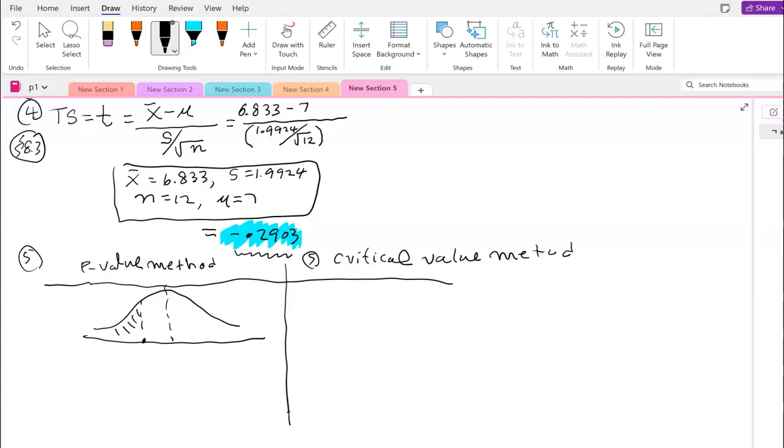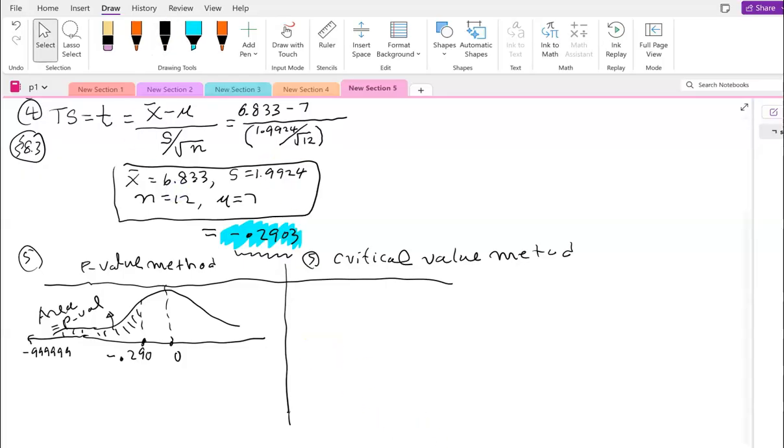So this is negative because this point is negative 0.290. Close enough. So this area is the p-value. If you go all the way to the left, what do you have? Negative 9999999. So how to find this area?